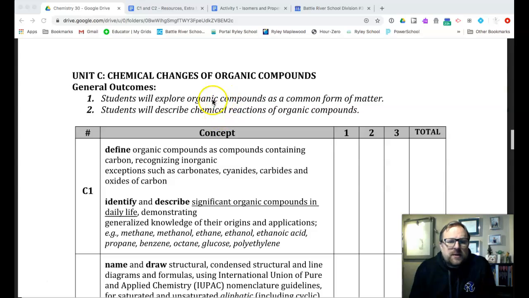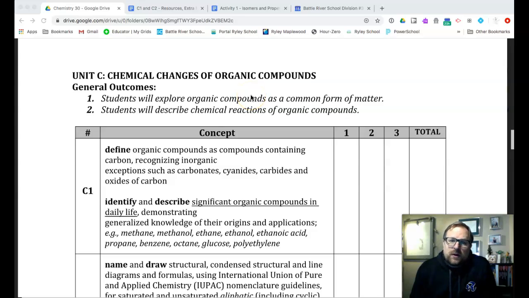It's going to have you basically looking at two general outcomes. You're going to explore organic compounds as a common form of matter. And we've explored other kinds of compounds already, right? We've explored ionic compounds and molecular compounds, and we've even subdivided those into acids and bases and other things like that. What we're going to do now is explore another branch, a huge branch of chemistry, which is organic compounds. So you're going to learn a new naming system to tack on to the ones we've learned already for ionic and molecular compounds.